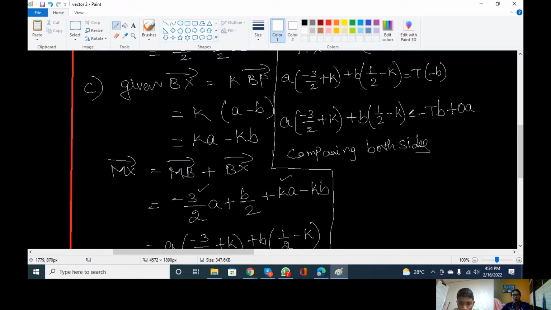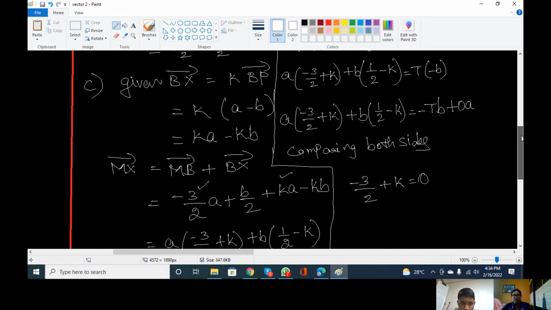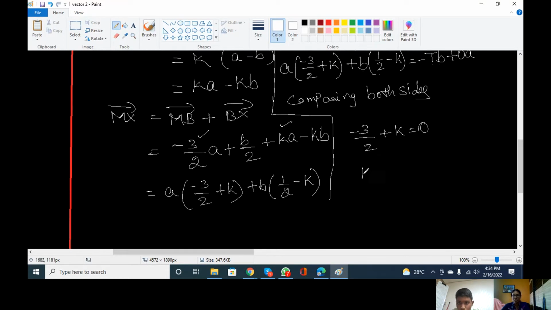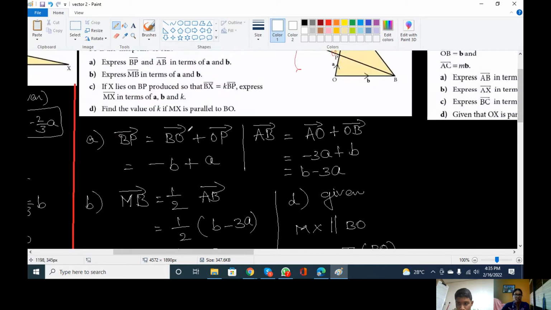Now if you are comparing both a's, negative 3 by 2 plus k is equal to 0, because here there is no a term. So from this you can find out k is equal to negative 3 over 2, and if you transpose this side, 0 plus 3 over 2, which is nothing but k is equal to 3 by 2. So they asked us to simply find the value of k if MX is parallel to BO. This is what they asked. Let's go to the next question.